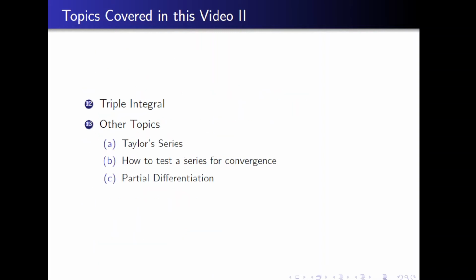Then we consider double integral, triple integral, and then we have other topics, 3 of them. We have the Taylor series, how to test a series for convergence, and partial differentiation. So those are the 13 main areas of integration that we are going to look at in this video.